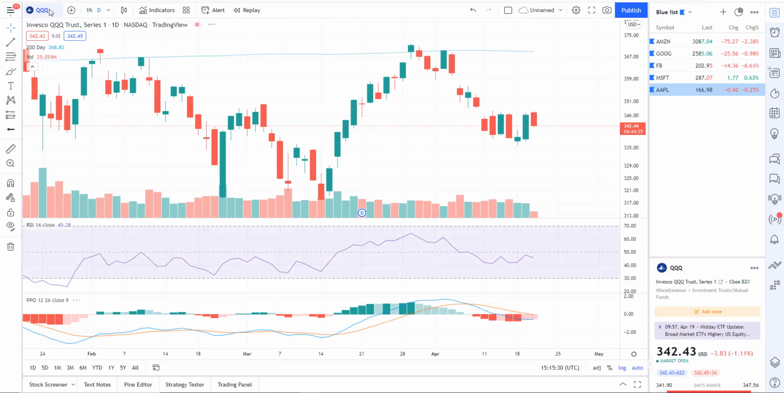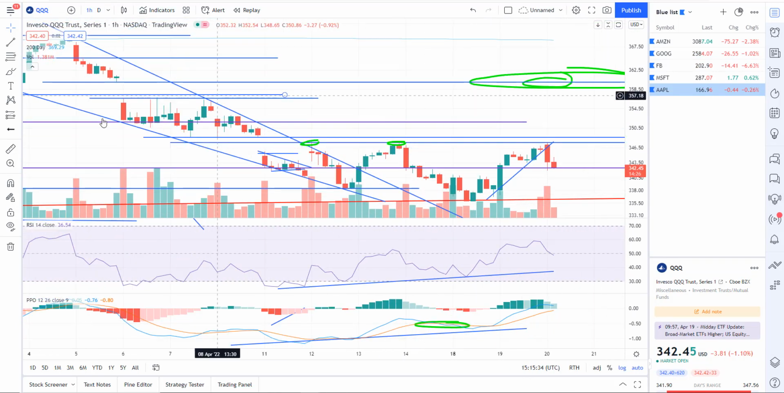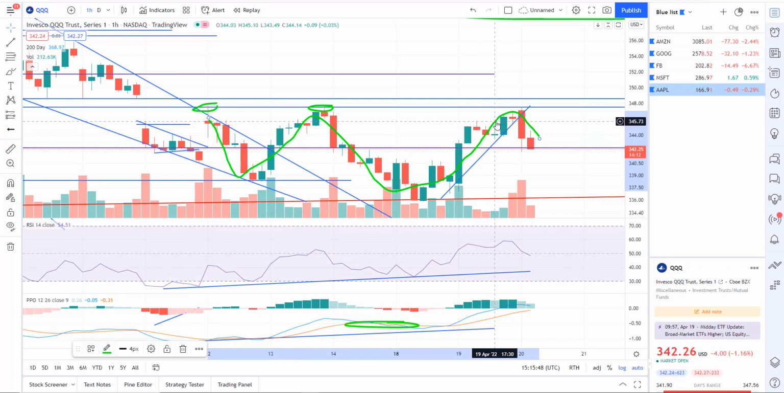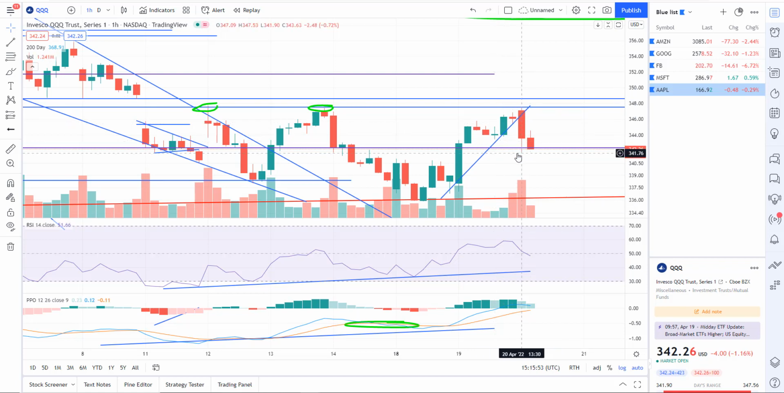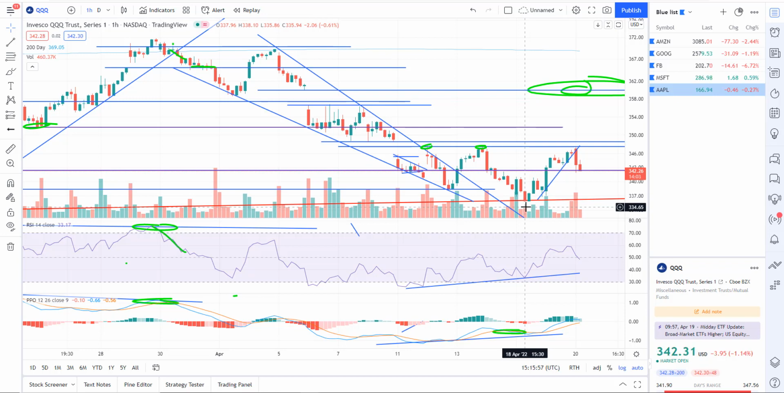Looking at the QQQs here, if I go to the hourly, you can see we're really just chopping around, just thrashing around. It's just whipsaw signals. We hit support, we bounce to resistance, and we're just doing that. So until we resolve one way or the other, we can't say for sure where we're going next. I'm anticipating that we're heading lower.